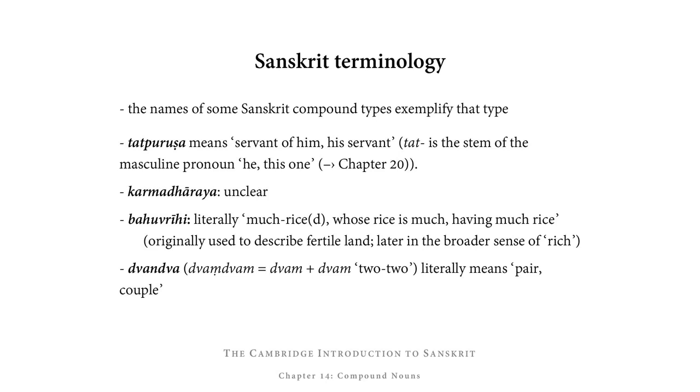Bahuvrihi, on the other hand, does have a meaning, and it's literally much-riced. Bahu means much and vrihi means rice. So someone whose rice is much, someone who has much rice. And it's originally used to describe fertile land, but later it's used in the broader sense of rich. So not just of fields or of land, but also of people. And then finally, a dvandva is literally a dvam, which is two, and literally means a pair or a couple.